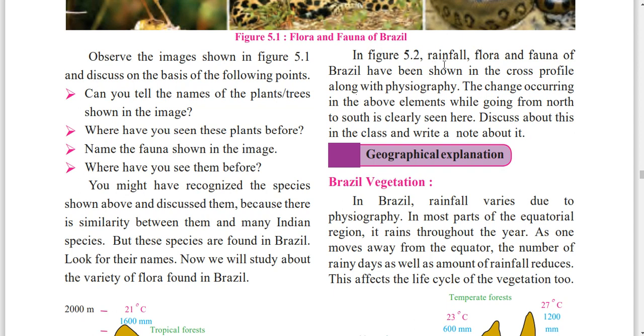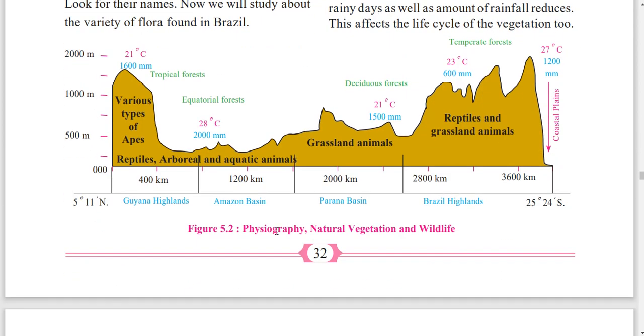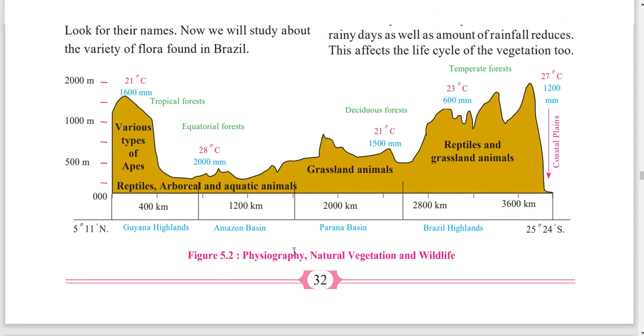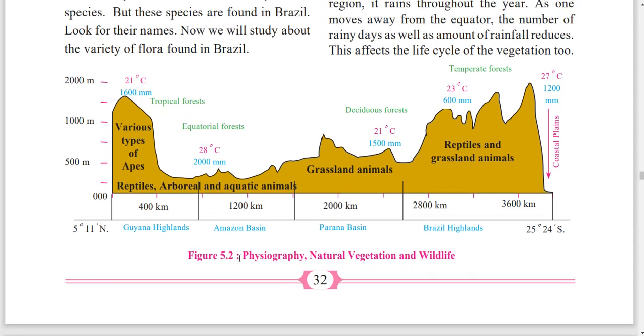In figure 5.2, rainfall, flora and fauna of Brazil have been shown in the cross profile along with physiography. Let's see the figure. Figure 5.2, Physiography, Natural Vegetation and Wildlife. In the last chapter also we have seen a figure like this. Here the equator is there, and 5 degrees 11 minutes north is on the left side, and on the right side 25 degrees 24 minutes south.